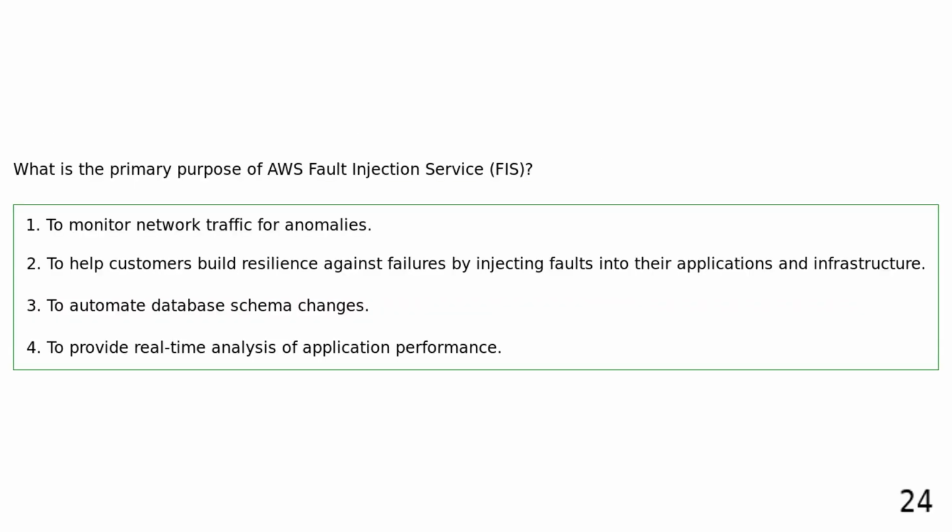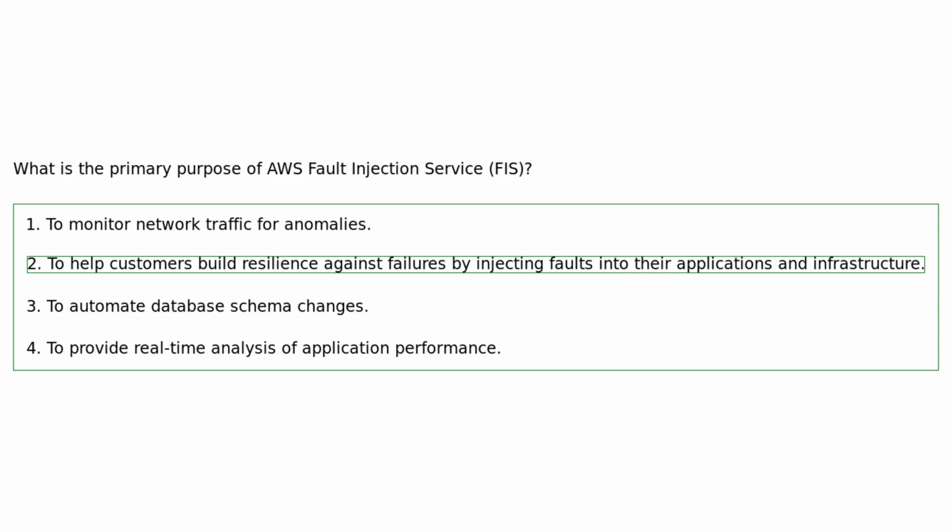What is the primary purpose of AWS Fault Injection Service? To monitor network traffic for anomalies. To help customers build resilience against failures by injecting faults into their applications and infrastructure. To automate database schema changes. To provide real-time analysis of application performance. AWS Fault Injection Service is designed to inject faults into AWS resources to help customers simulate real-world failures and build resilience.